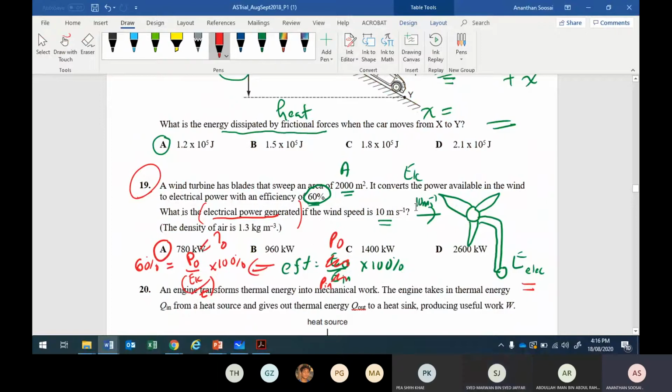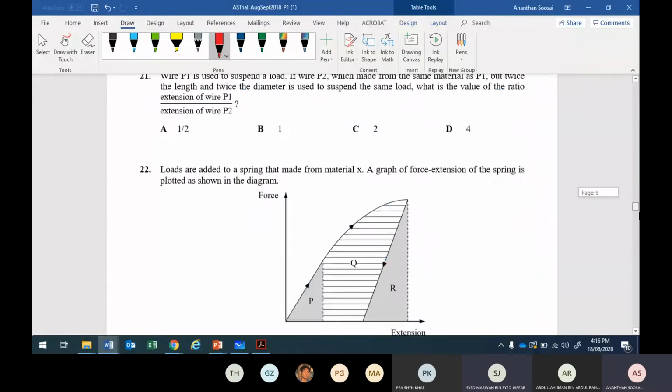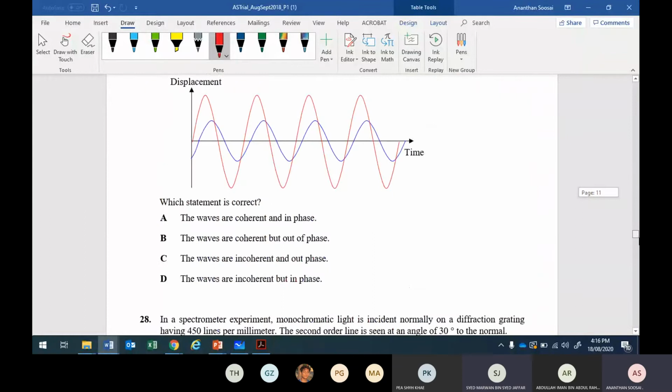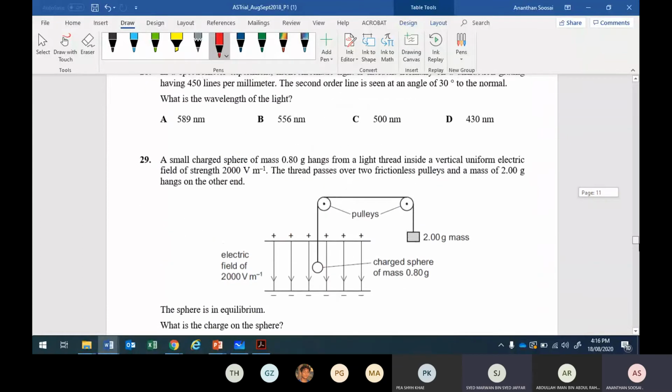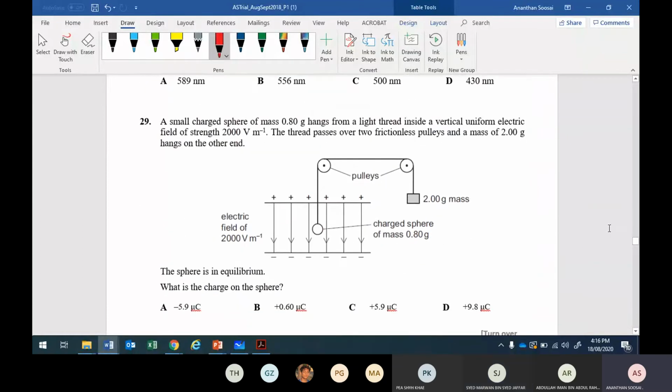Okay, students, any other question? So 29. 29, okay, 29. Oh, 29. Okay, guys, this is also a very interesting question.